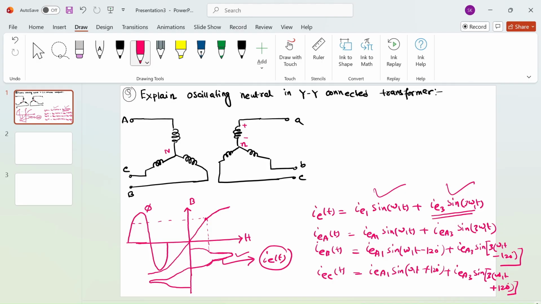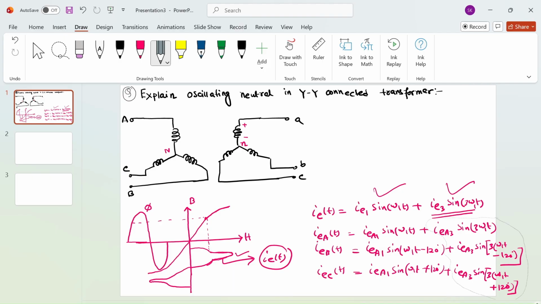If you see the third harmonic components across the three phases, they are all in the same phase. Because if you expand this particular quantity, sine 3 omega 1 t minus 120 degrees, it is nothing but sine 3 omega 1 t minus 360 degrees. So it is sine 3 omega t only. And the same for the C phase also. So the third harmonic quantities that are present in the exciting current are all in the same phase.